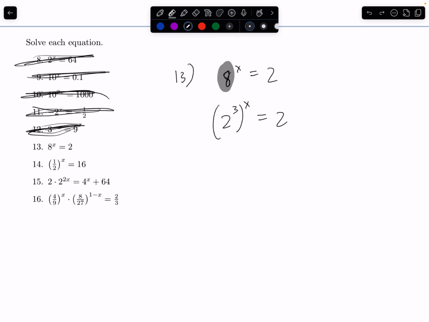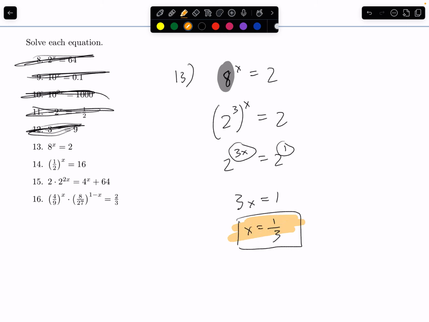Okay, now my rule of exponents says if I take a power to a power, just multiply the powers, that's 2 to the 3x is equal to 2. Now 2 is just 2 to the 1, just to help me see when I set these exponents equal to each other, that means 3x equal to 1. Then solve. X is a third. Okay, still not very bad, right?